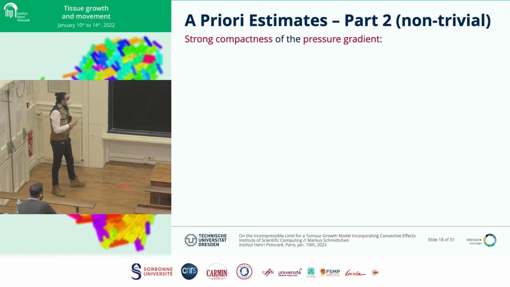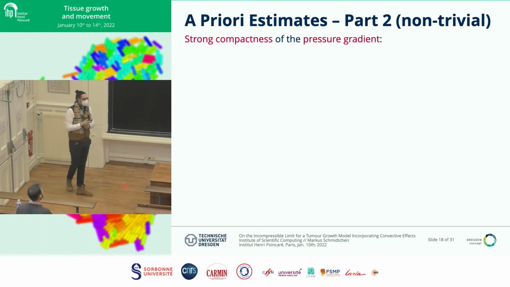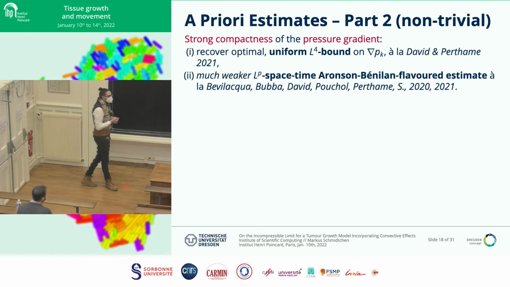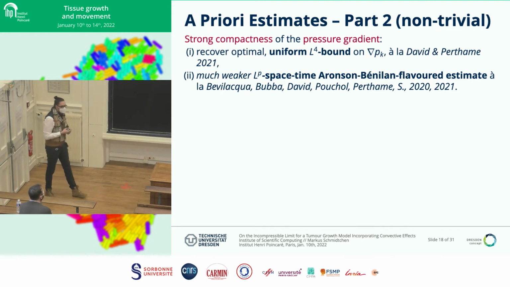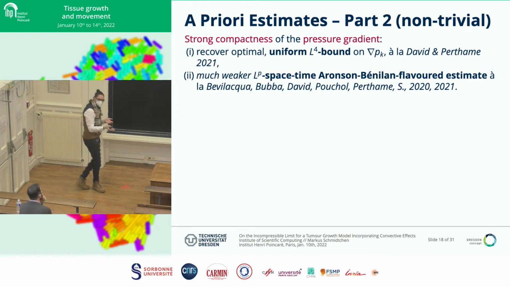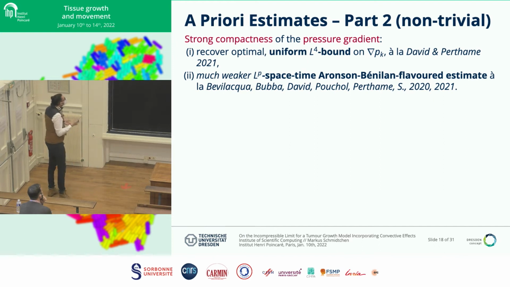And so that's why we need a second set of a priori estimates that give us the strong compactness of the pressure gradient. There are two ingredients that allow us to obtain that. The first one is an L4 estimate that Noemi and Benoit have proven in a previous paper in the case of nutrients. And then we combine that with an L^p version, so not an L infinity, of this lower control of the Laplacian, right? But an integral version of the Aronson-Bénilan estimate. That's been explored by my collaborators and I in some recent papers.